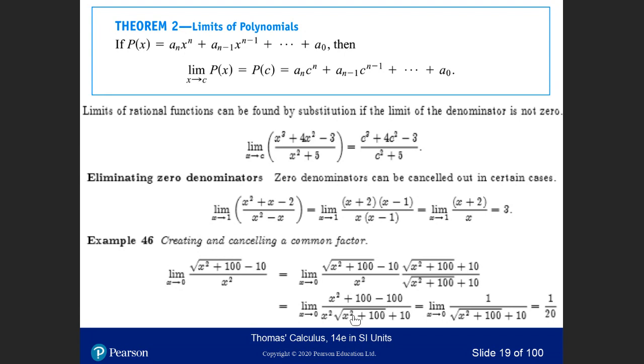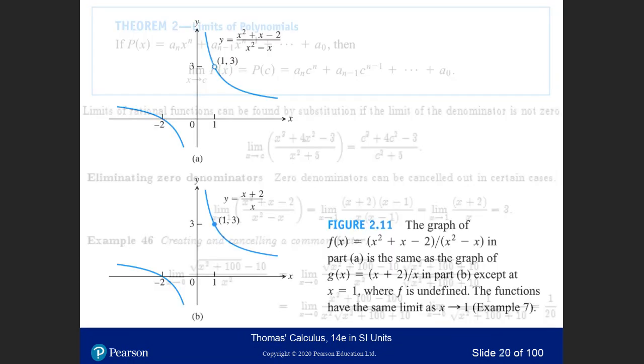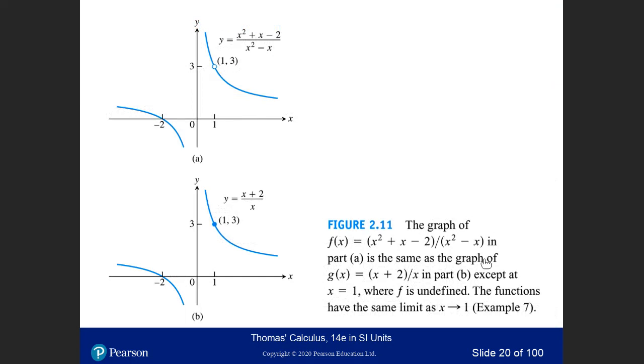But when I calculate, the 100 cancels out. I have x squared here, and I have x squared here. As long as x is not 0, I can cancel these x squares. So the result is 1 over the square root of x squared plus 100, plus 10. So I can put x equal to 0 now, and that gives us 1 over 20 as the limit. So the limit of rational functions can be calculated in this way.